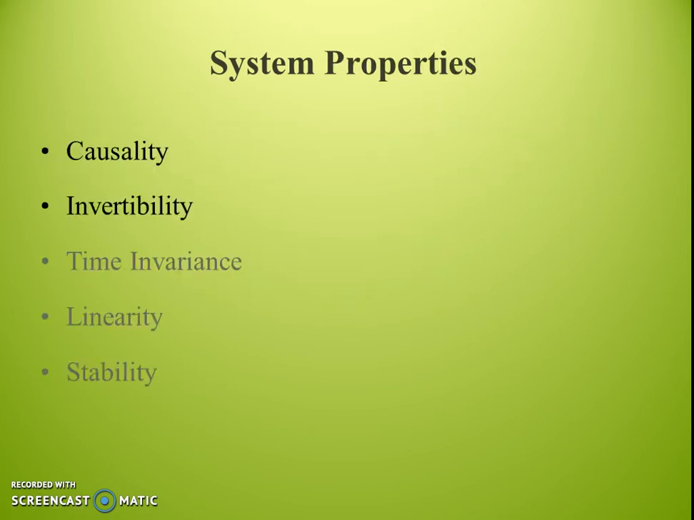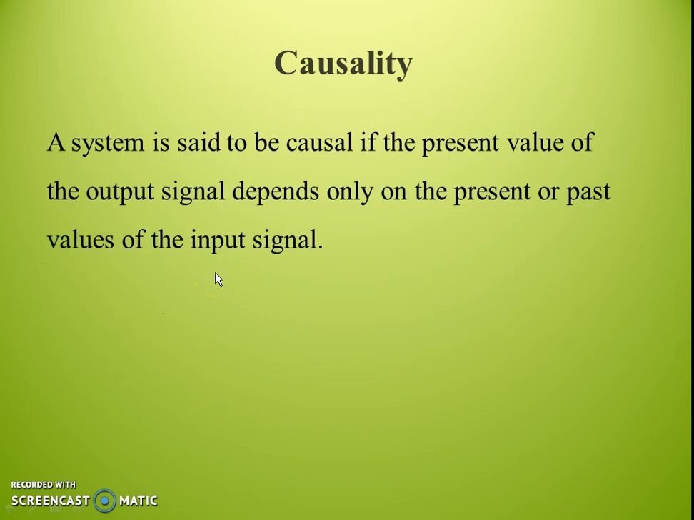Some basic classifications of systems are based upon their properties, which are listed as causality, invertibility, time invariance, linearity, and stability. We'll try to understand in this session the properties of causality and invertibility of the system.